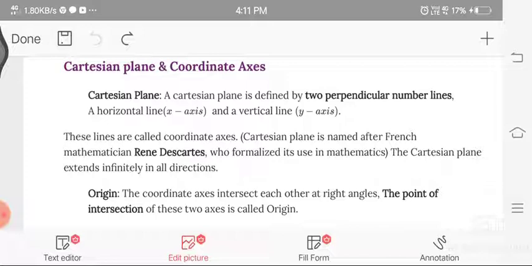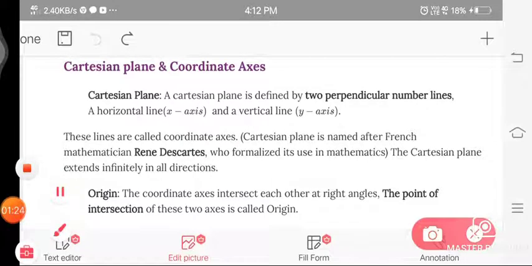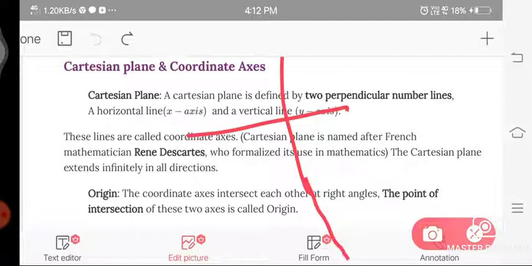A Cartesian plane is named after the French mathematician René Descartes, who formalized its use in mathematics. The Cartesian plane extends infinitely in all directions. What do we understand by that? This is the Cartesian plane. We can extend this side to infinity, this side to infinity, and this side also to infinity.